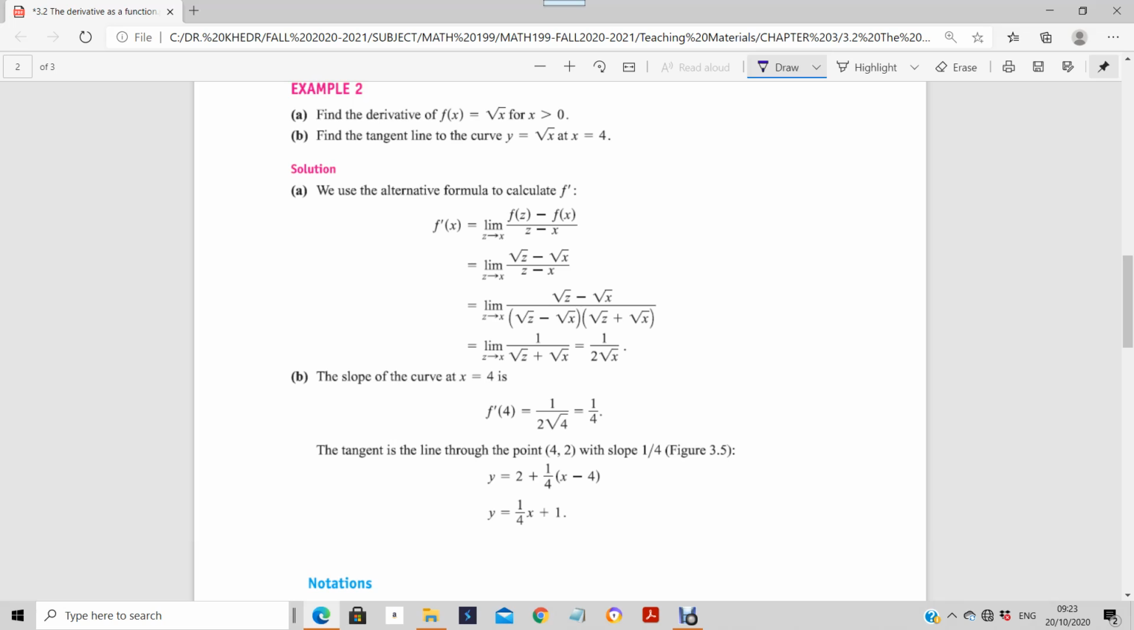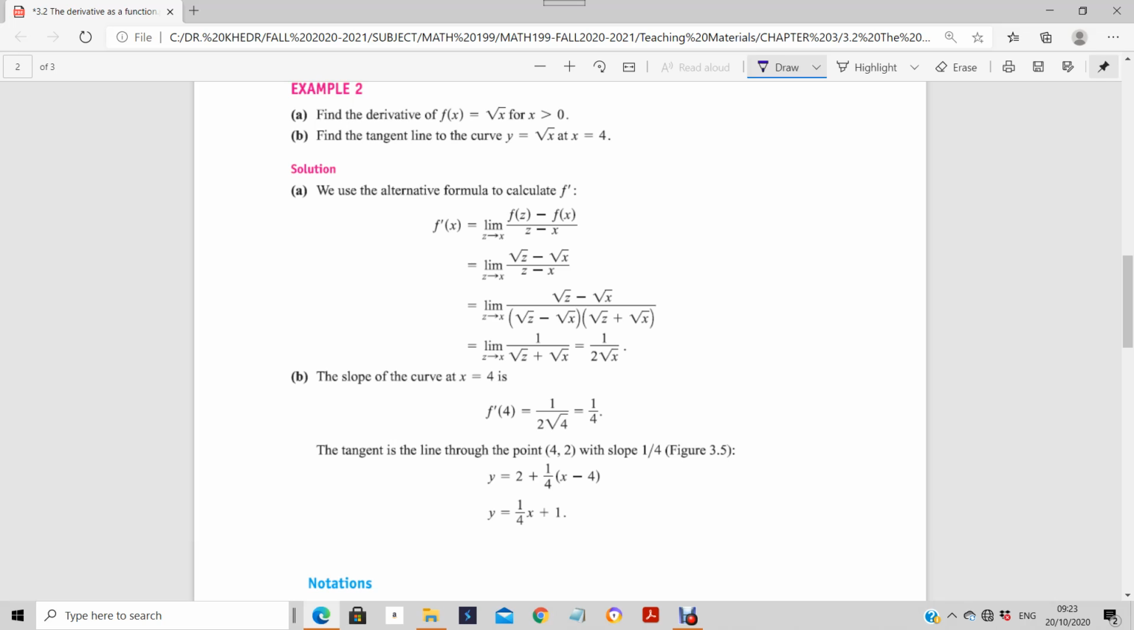We can substitute here, instead of f of x, square root of x. Instead of x plus h, we can substitute. Well, here in the solution which you see, the x plus h is defined as z. Okay, you can call it z.